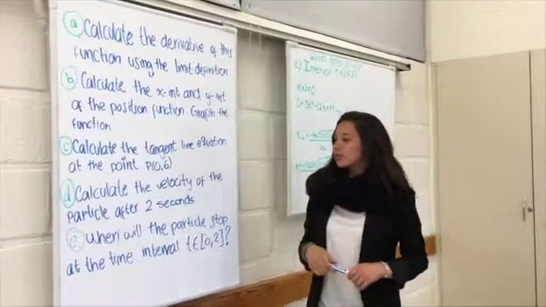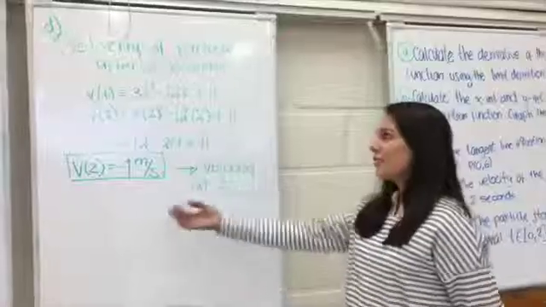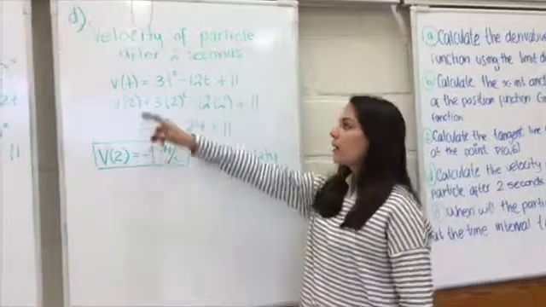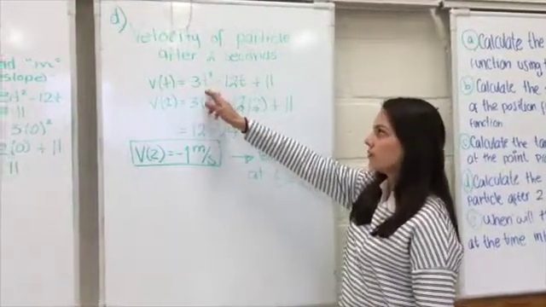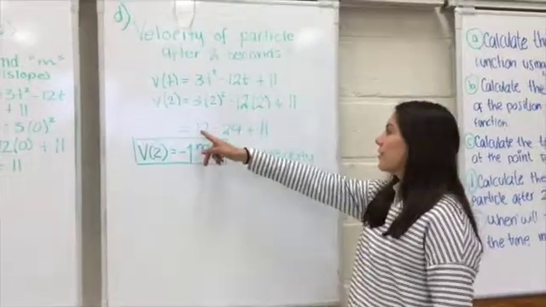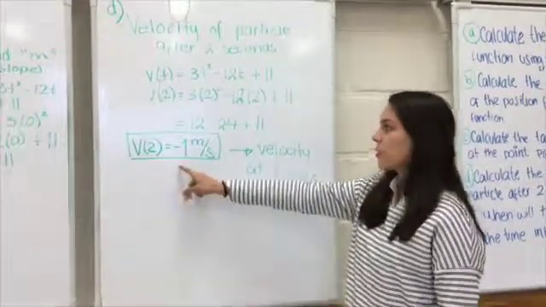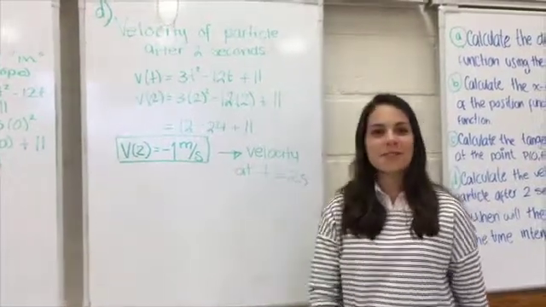The letter D says that we have to calculate the velocity of the particle after 2 seconds. In order to calculate the velocity of the particle after 2 seconds, we have to substitute the 2 seconds in the function, and we resolve, and we obtain minus 1 meter per second, that is the velocity after 2 seconds.